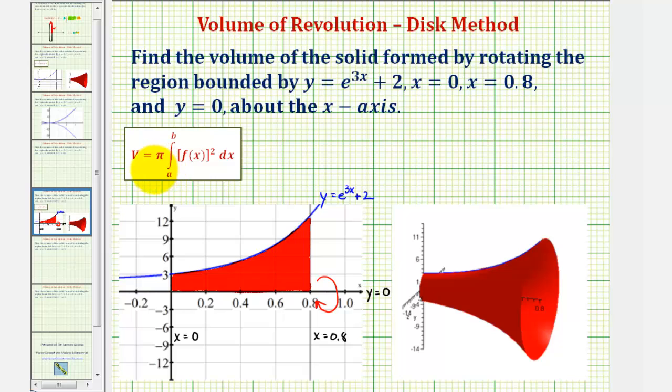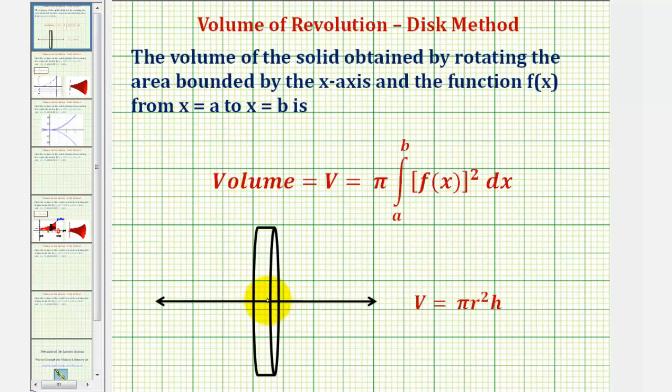To understand where this formula comes from, it's helpful to sketch a rectangle that would be a slice of this region here. Notice how the width of this rectangle would be delta x. This is the reason why we're integrating with respect to x, and the height of the rectangle would be the function value f of x. If we rotate this about the x-axis, notice how it would be a very thin right circular cylinder, which we'll call a disk. And it would look something like this, where we know the volume of a right circular cylinder is equal to pi r squared h, where this would be r, and this would be h.